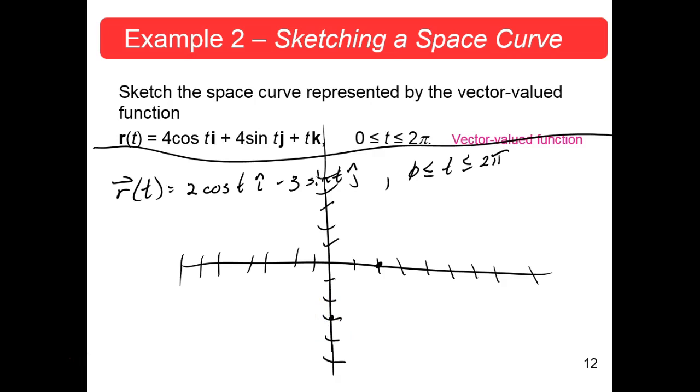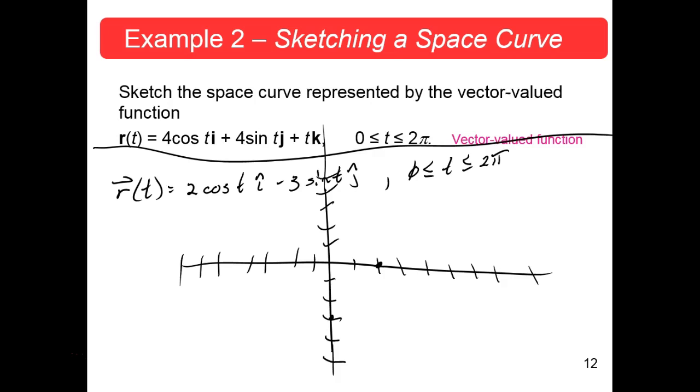Then let's do t equal pi and just see what happens. Oh man, eyes are itching like crazy. Getting congested. I don't know what's going on here.